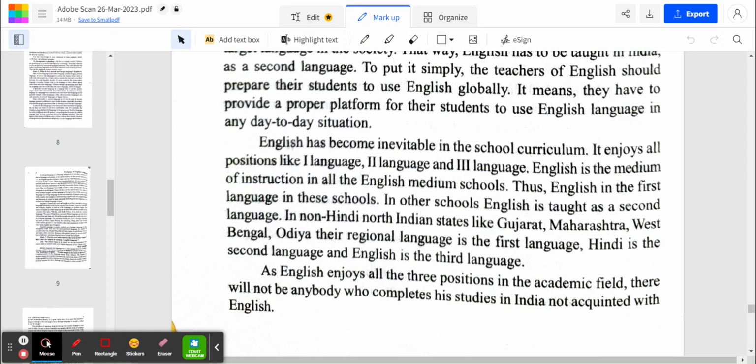In states like Gujarat, Maharashtra, West Bengal, and Odisha, the regional language is the first language, Hindi is the second language, and English is the third language. As English occupies all three positions in the academic field, there will not be anybody who completes their study in India without acquiring English.